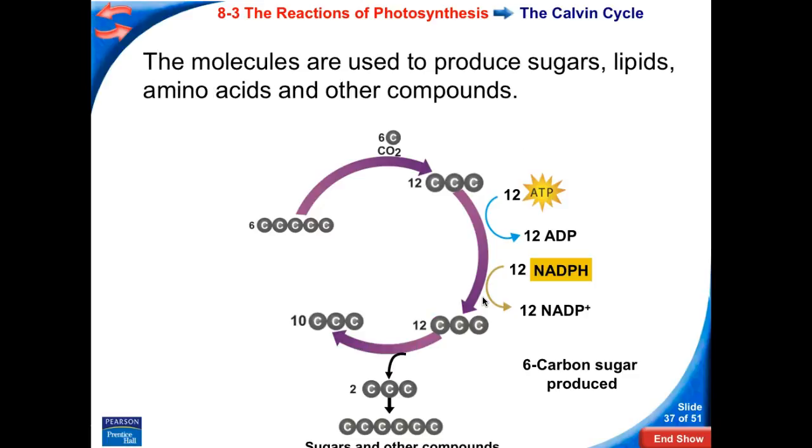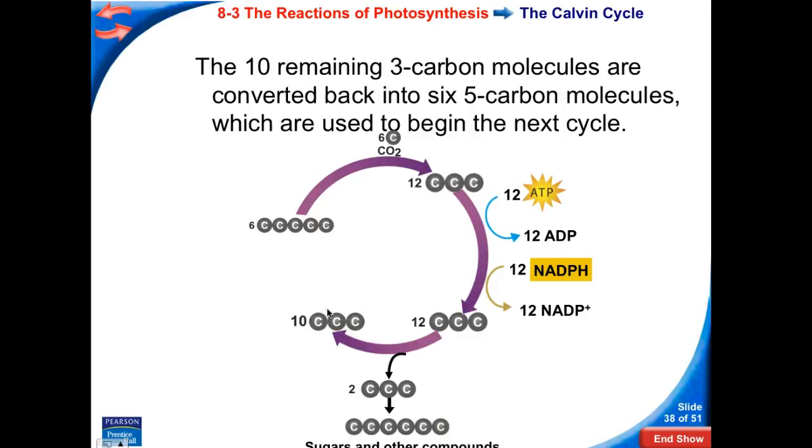The other 10 molecules go on to continue in the cycle. So 2 molecules we see come off there. Those 2 molecules are used to produce sugars, lipids, amino acids, and other compounds. The other 10 get reconverted back into the 10 remaining 3-carbon compounds that you see here are going to be converted back to the 6 5-carbon molecules, which are going to be used to begin the cycle again.